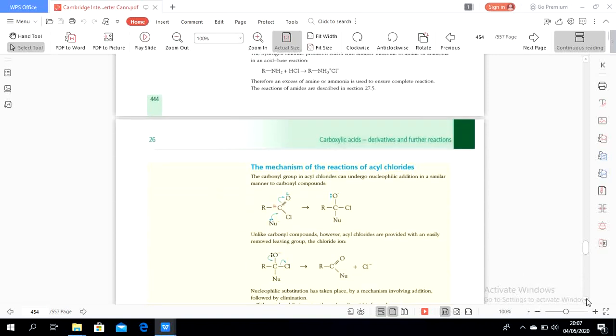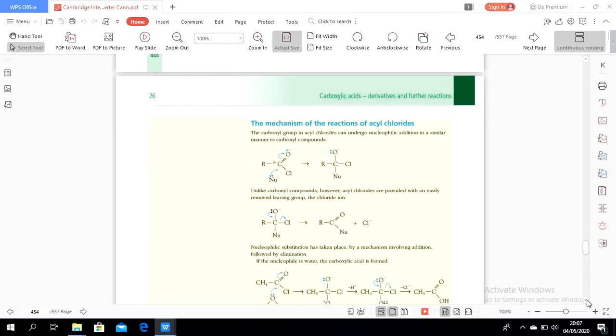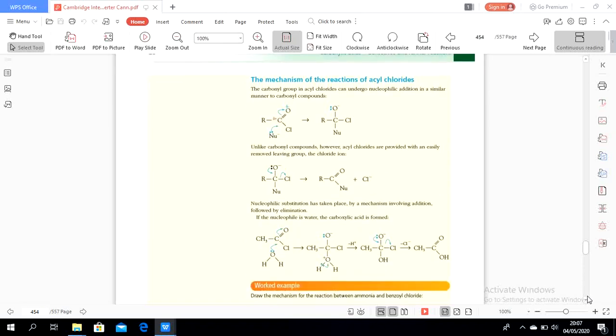Now the mechanism. What is the mechanism? The mechanism can undergo nucleophilic addition in a similar manner to carbonyl compounds. Unlike carbonyl compounds, acyl chlorides are provided with an easily removed leaving group, the chloride ion. Nucleophilic substitution takes place by a mechanism involving addition followed by elimination.